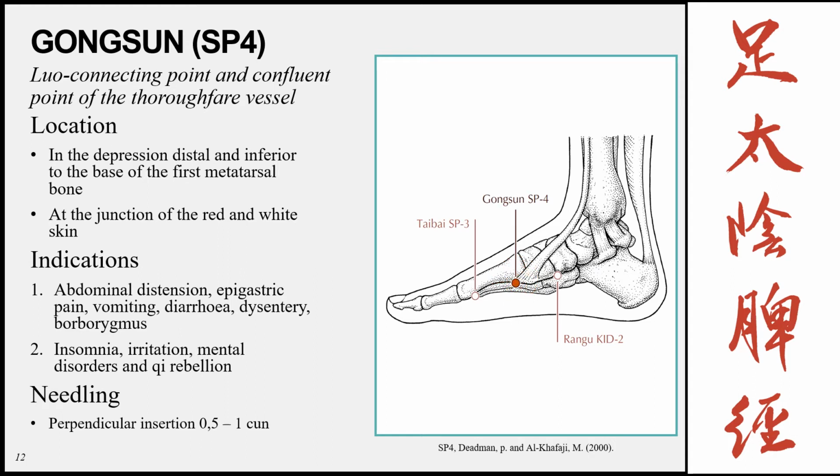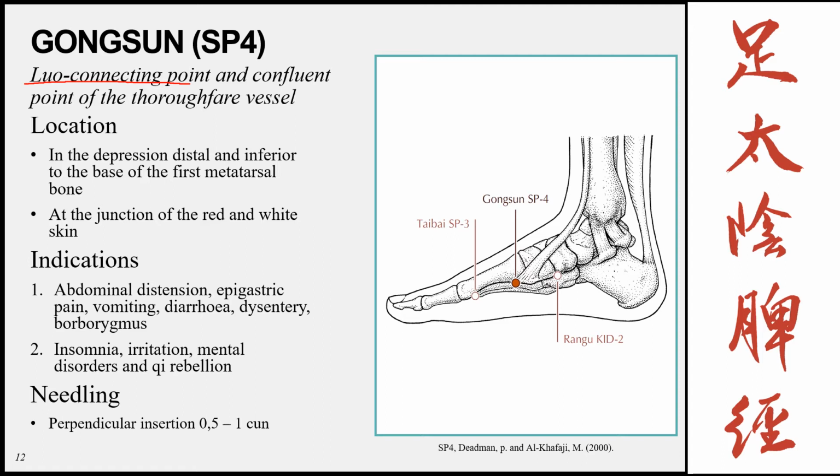So the indications for this point, when you think of the indications for this point, remember that this point is a Luo-connecting point and therefore can treat dysfunction of both the spleen and the stomach organs. So therefore it can be used for conditions that are due to either dysfunction of the spleen or stomach organs.